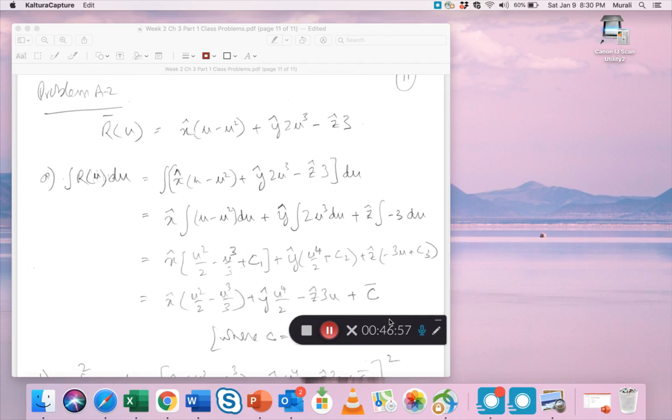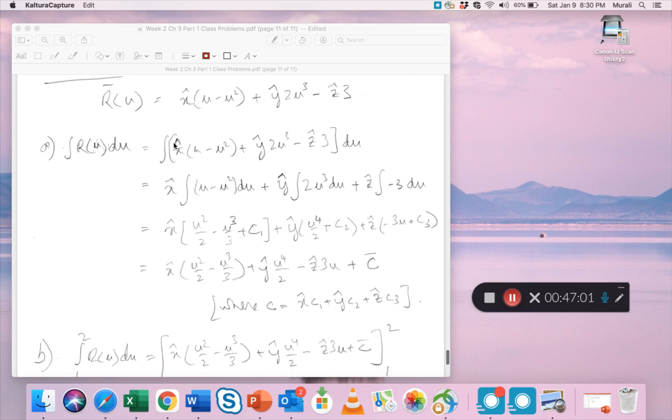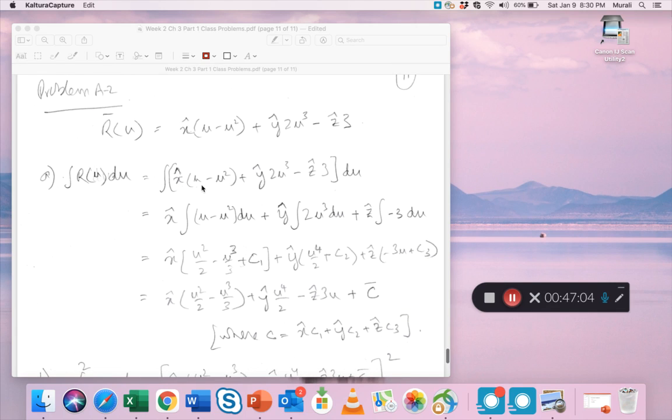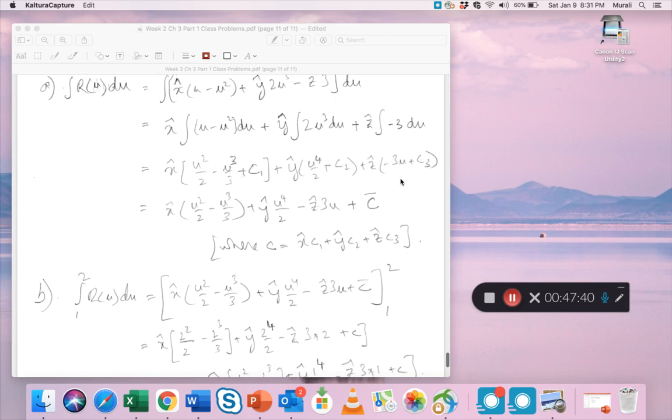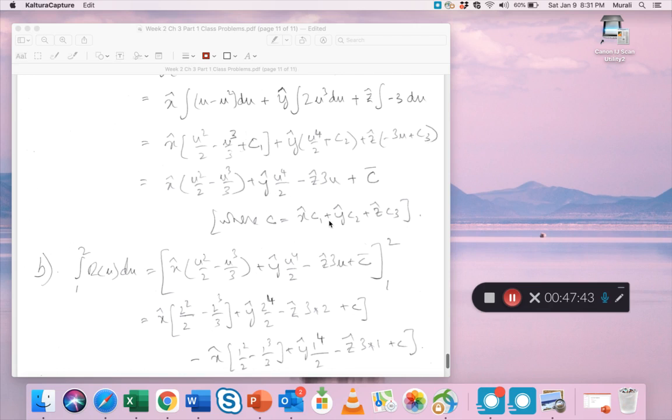So here is the function. Integral just means you integrate the whole expression with respect to du because it's a function in u. So take the hats out, x hat, y hat, z hat comes out, and then you apply the integral to each one individually, right? It's a simple integral here, not very complicated. So u becomes u square by 2, u square is u cube by 3. There's always a constant that you need to keep in mind. So each of these three terms becomes this after integration, and then you can club them together, put the constant c instead of c1, c2, c3, and you write the vector of the integral in this form.